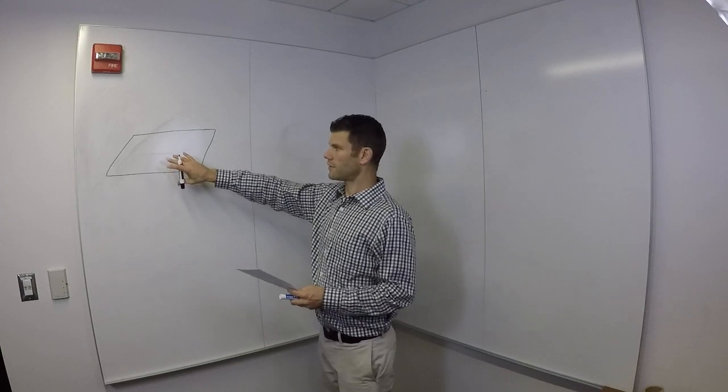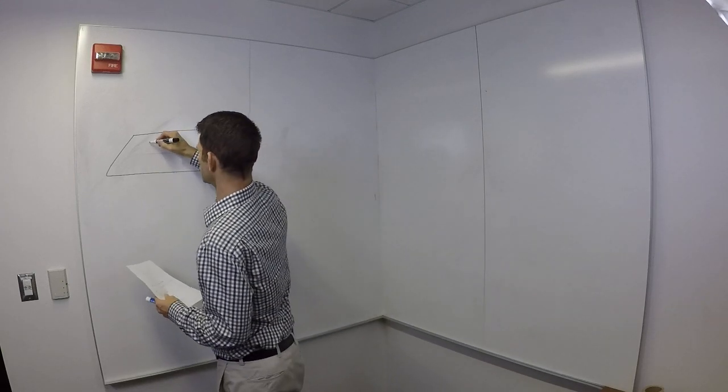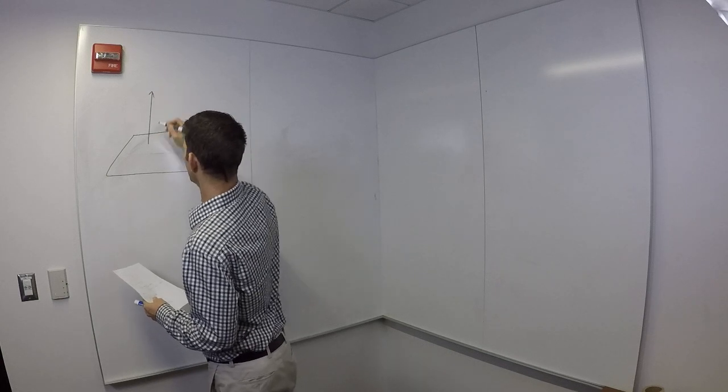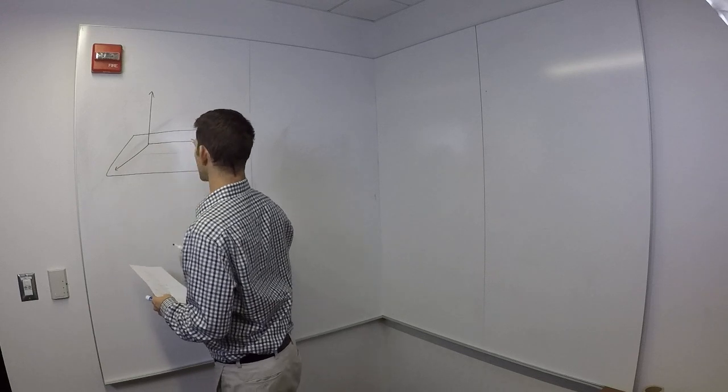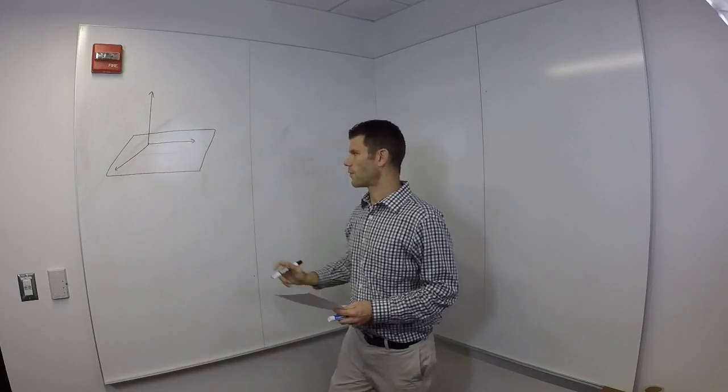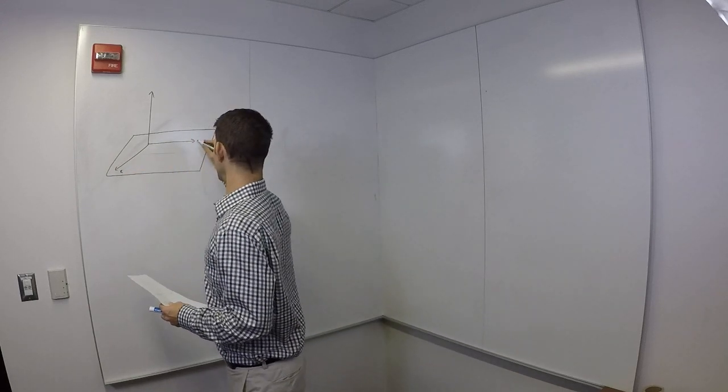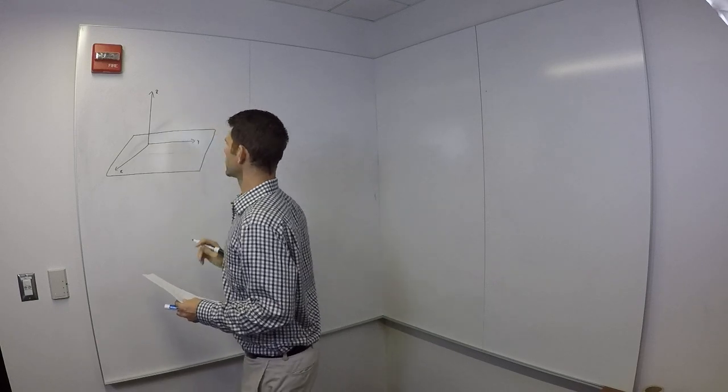So let's say that the infinite sheet of charge is in the x, y plane, okay? So here's the z-axis, the x-axis, and the y-axis, right? So here's x, here's y, here's z, okay?